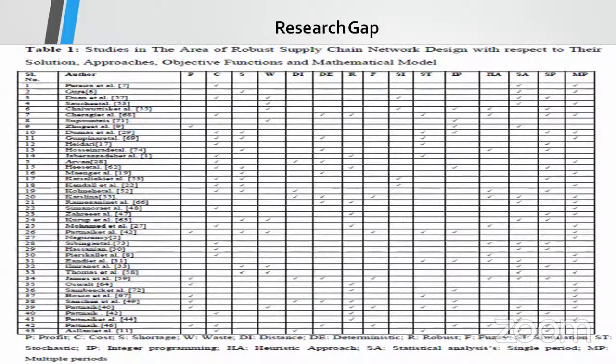Then the next one is how to represent in a tabular form. This is just a little bit of an idea. The first column is the serial number. Suppose I have collected 43 papers. Then comes author. Author means different authors, so what they have done related to your work. Then these are some parameters you have to identify. Since I have done the research related to supply chain network design, these are the parameters I have identified: P for profit, C for cost, S for shortage.